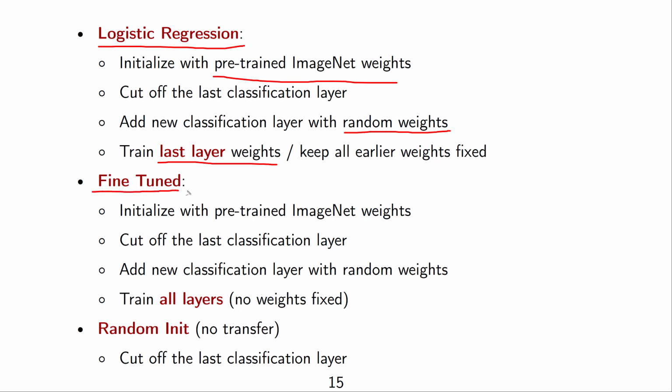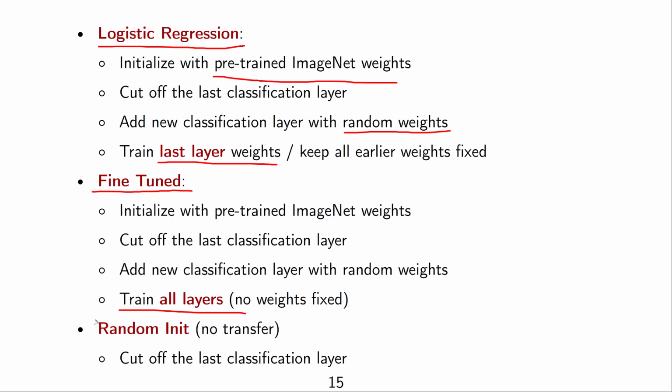Then we have fine-tuned that follows pretty much the same outline. We initialize with pre-trained ImageNet weights, we cut off the last classification layer, we add a new classification layer with random weights, but we are going to train all layers. No weights are going to be fixed. So this is the most popular way, and this is called fine-tuned here. As we will see, as expected, fine-tuned pretty much gives the best results.